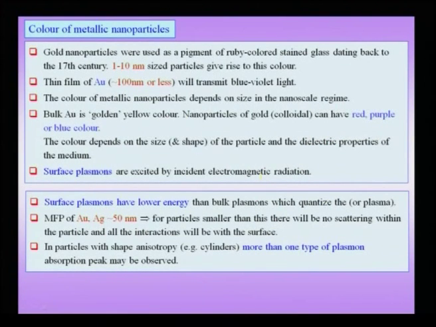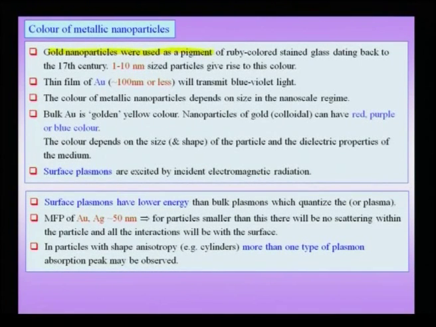Now, if you look at, on the other hand, metallic nanoparticles, you will see, as we had pointed out, the size does not have a very profound effect. For instance, gold nanoparticles have been used as a pigment in ruby colored stained glass dating back to about the 17th century. So, if anybody has gone to an old church where there is stained glass, the color in the stained glass is coming from these nano gold particles, typically about 1 to 10 nanometers in size. And we had said that this color is coming because of surface plasmon resonance.